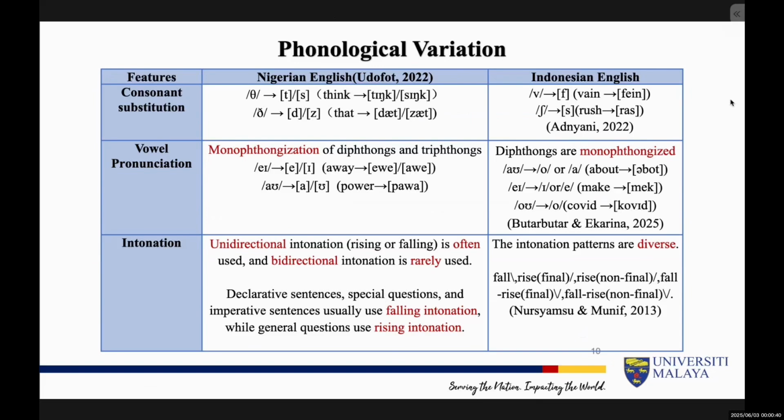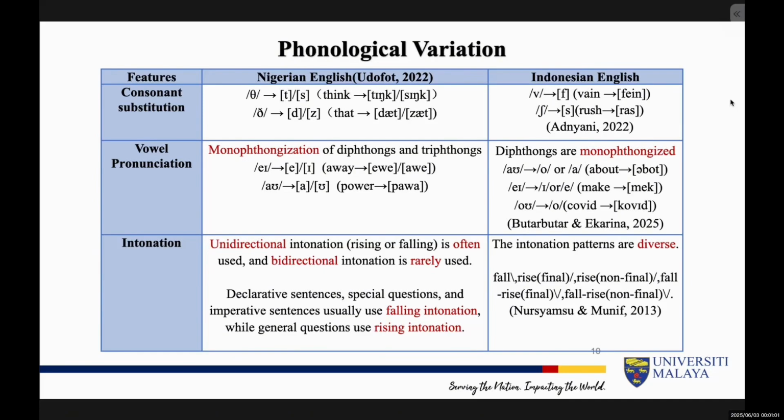The second is vowel pronunciation. In Nigerian English, the diphthongs and the triphthongs will be monophthongized, like power will be pronounced as pava. And in Indonesian English, the diphthongs are monophthongized. There are several examples you can see from here.